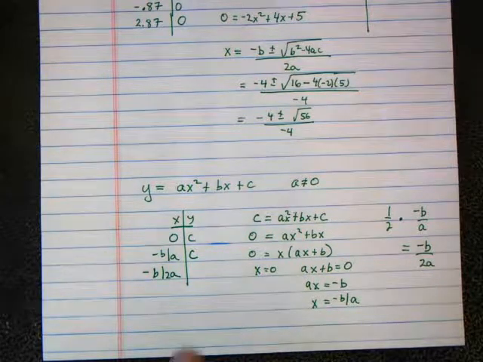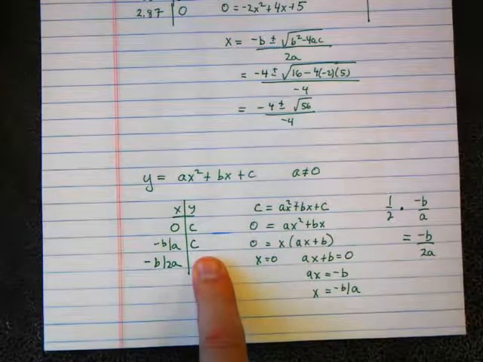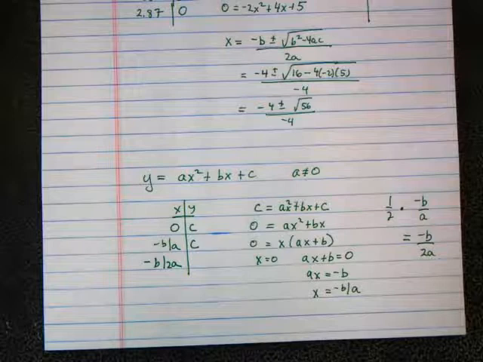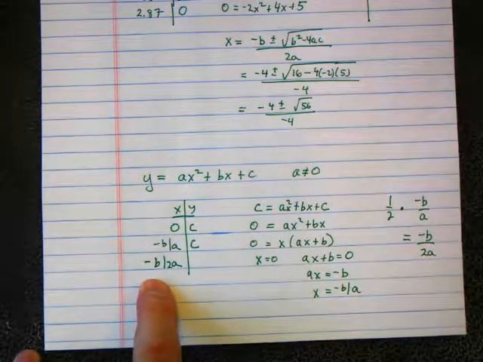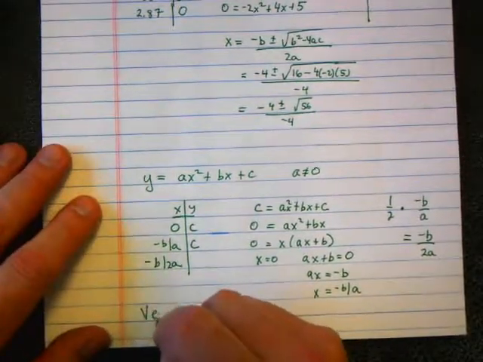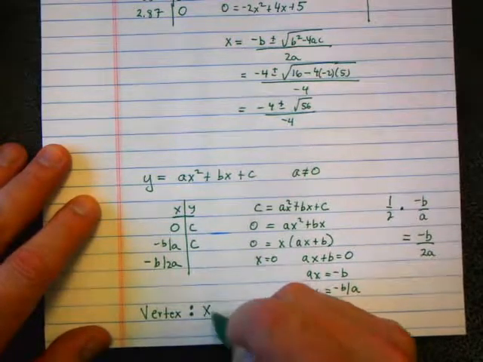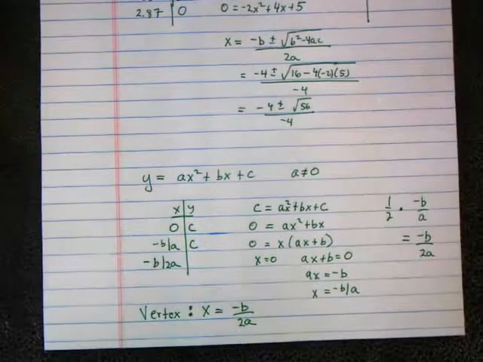And then how would I find the y number? Well, I would plug it in, wouldn't I? I'm not going to do that. That's a big ugly mess. The point is, here's a shiny little formula for finding the vertex. To find the vertex, you can just use x equals negative b over 2a.